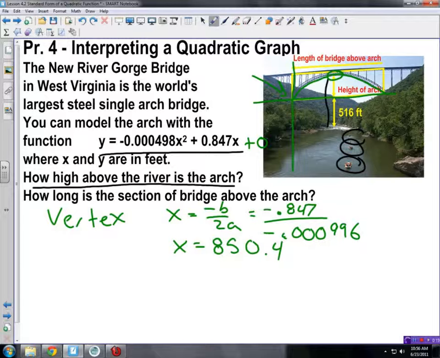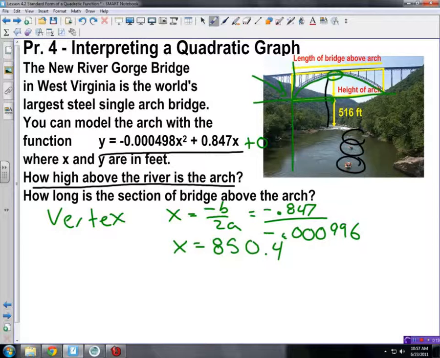Now what does that tell us? It tells us that's the x value, right? So that's not the height, that is this way. So it's that bridge to the middle of it is 850 feet to the middle. How tall is that bridge though? That's the y value, right? So we need to plug that in. So we need to plug in 850 into our equation here.